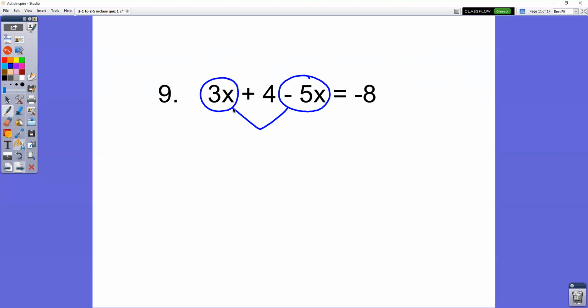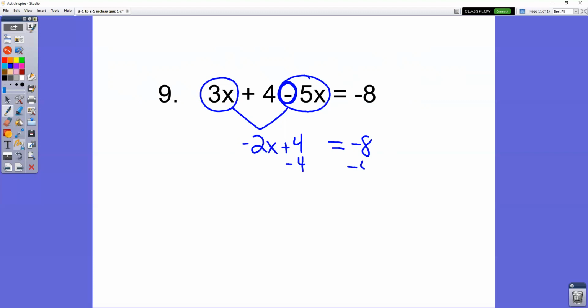So you need to be careful with this one. When you add together your like terms, you have to look at the sign that's in front of the number with it. So we're adding together a 3x and a negative 5x. 3x plus negative 5x is negative 2x. Bring down everything that we didn't use yet. So bring down the plus 4, bring down your equal sign, bring down the negative 8. Now you have a two-step equation.